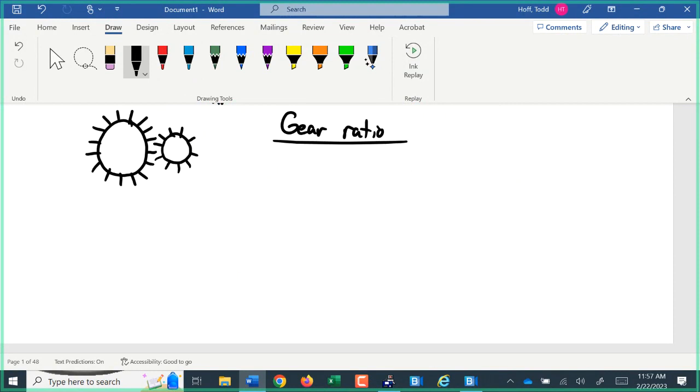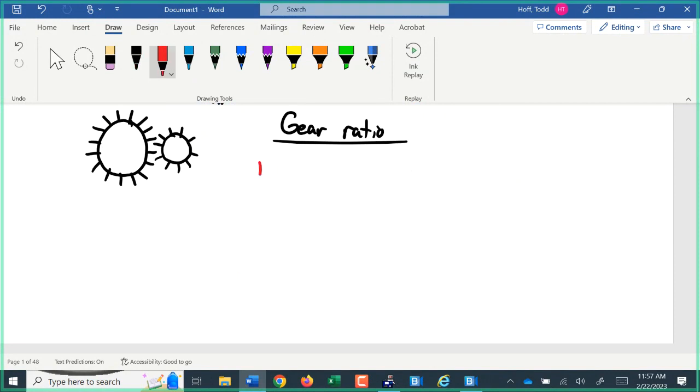Gear ratios, pulley ratios, they all involve the same thing. We're comparing the size between the two gears or pulleys. For pulleys, we'd have to measure the diameter. That's why I use gears, because for two gears to mesh, the teeth have to be exactly the same distance apart. So we can measure the size of a gear simply by counting the teeth.